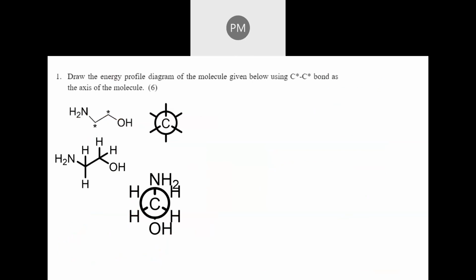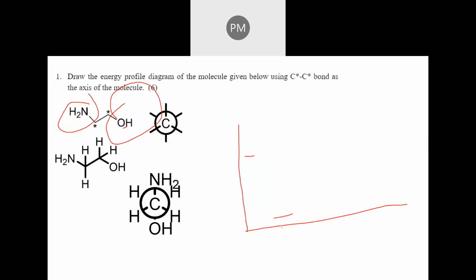Then we have to draw that energy profile diagram. In that diagram, you have some NH2 group and OH group. These NH2 and OH groups are electronegative and there is hydrogen present, so there is a possibility of hydrogen bonding between OH and NH2. In that case, our gauche conformation will be stable. So we have to draw the energy profile diagram, then we have to draw all the possible conformations. Then we have to tell.